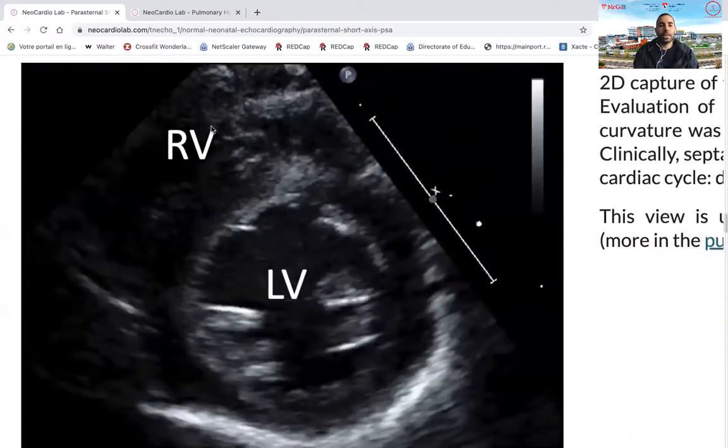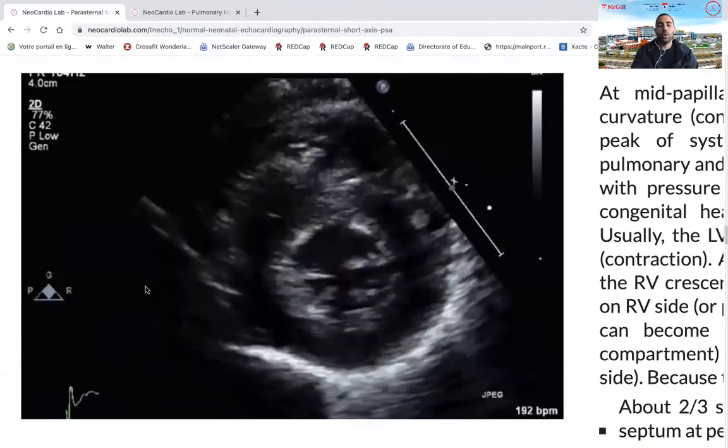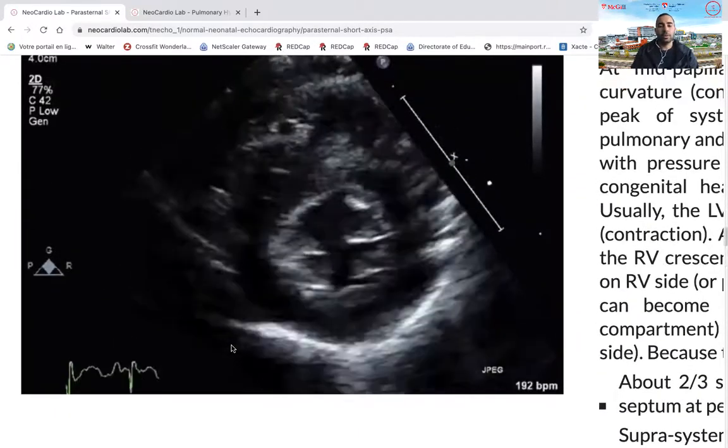So this is the view where you would be looking at your RV and your LV in terms of your septal wall. You can see here your papillary muscles, and you can see that the right ventricle will take this crescentic configuration when the RV afterload is below the LV afterload. And so you want to appreciate this at the peak of systole.